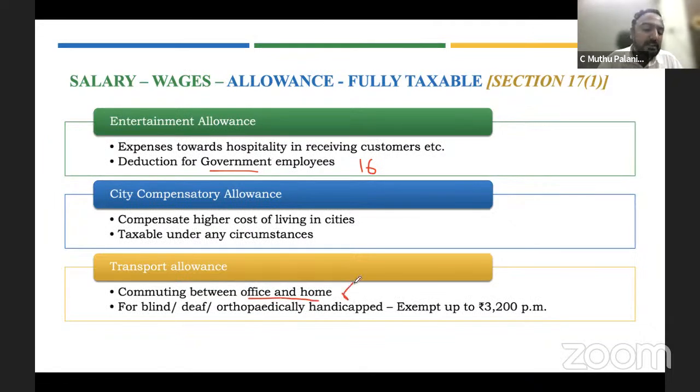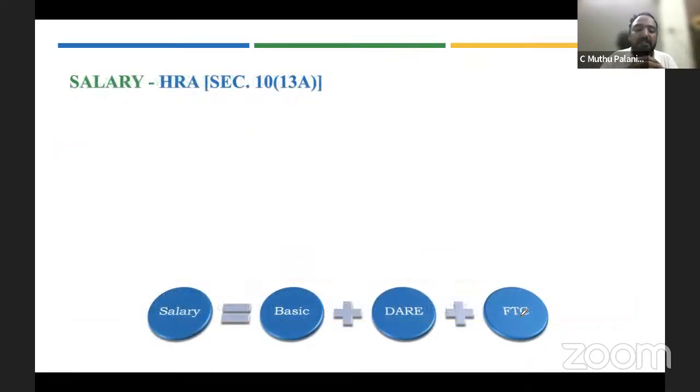It is fully taxable. But if it is for differently abled people, blind, deaf, orthopedically handicapped, for them it is exempt up to 3,200 per month, which is roughly 43,200 in a year. 3,200 per month is what is eligible as a deduction for transport allowance for differently abled people. For everyone else, your transport allowance is fully taxable. So these are all the allowances that are fully taxable.